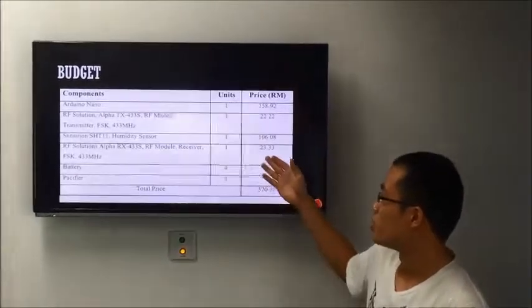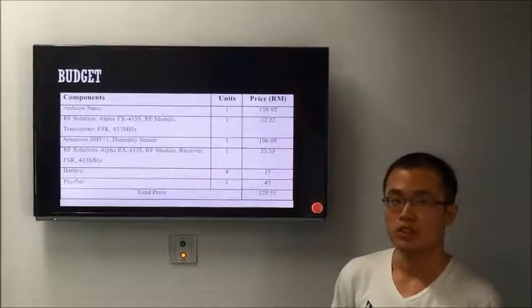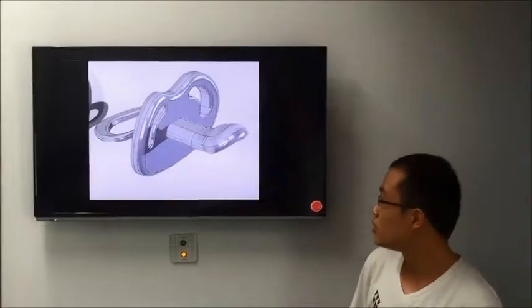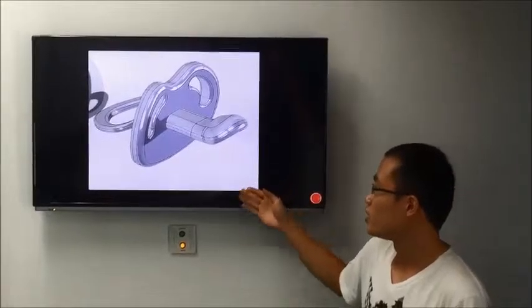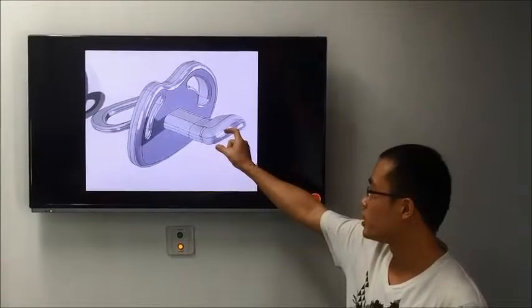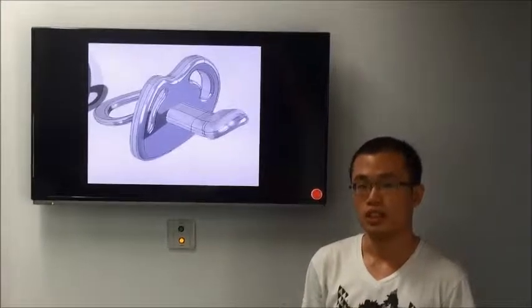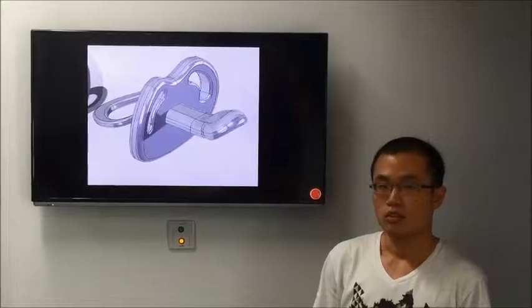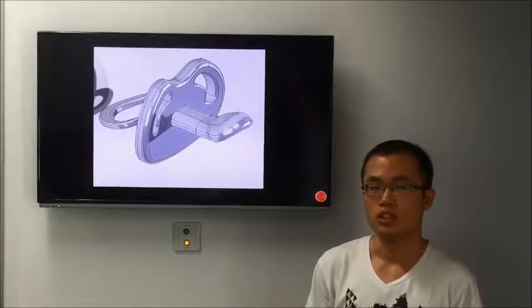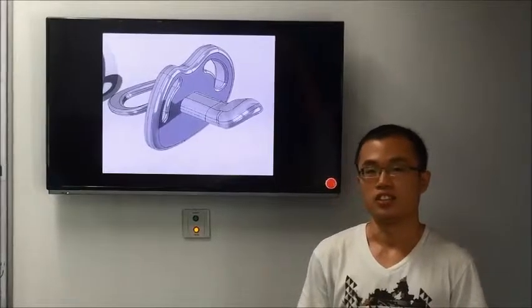This is our overall material that has been brought up, and the total price is about 370 dollars and 55 cents. This is our design, and the Arduino Nano was small enough to fit inside this casing. It was connected with the transmitter and sensor, which worked wirelessly through the second Arduino and the receiver.